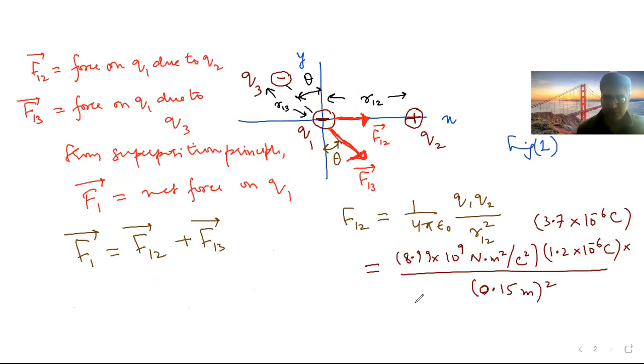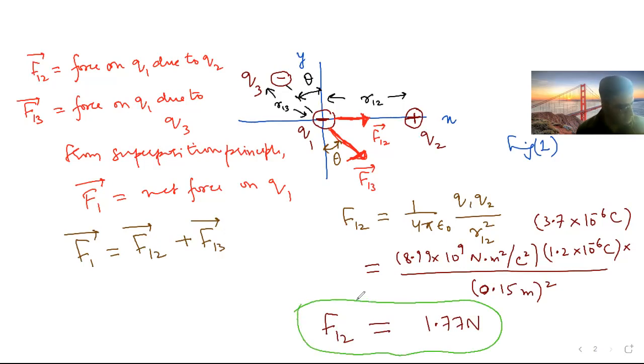So when you put the numbers, you will get 1.77 Newton. This is the magnitude of F12. Let me encircle it in green color. We have calculated the magnitude of F12, 1.77 Newton, but you need to check it at home.